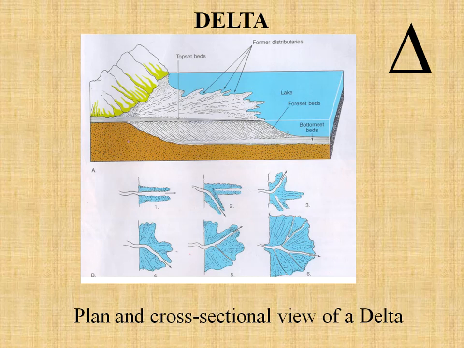Now here again the river, when it enters relatively still water, the sea water, the energy is suddenly dropped down and the sediments start getting deposited. So here you have got the formation of delta. Initially it is like this, then the course of the river keeps on changing, and this is how the delta keeps on growing.